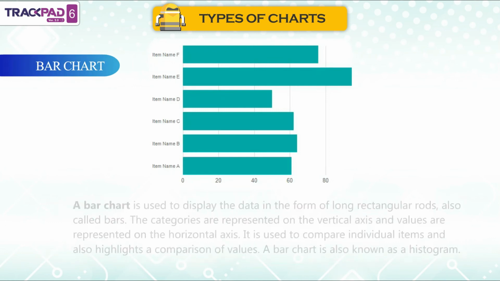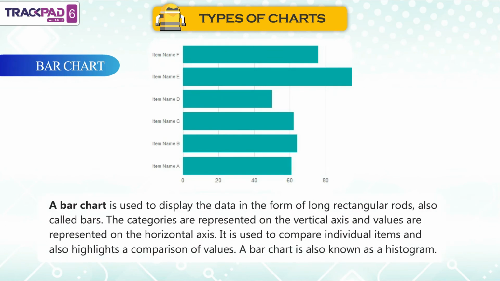Bar chart. A bar chart is used to display the data in the form of long rectangular rods, also called bars. The categories are represented on the vertical axis and values are represented on the horizontal axis. It is used to compare individual items and also highlights a comparison of values. A bar chart is also known as a histogram.